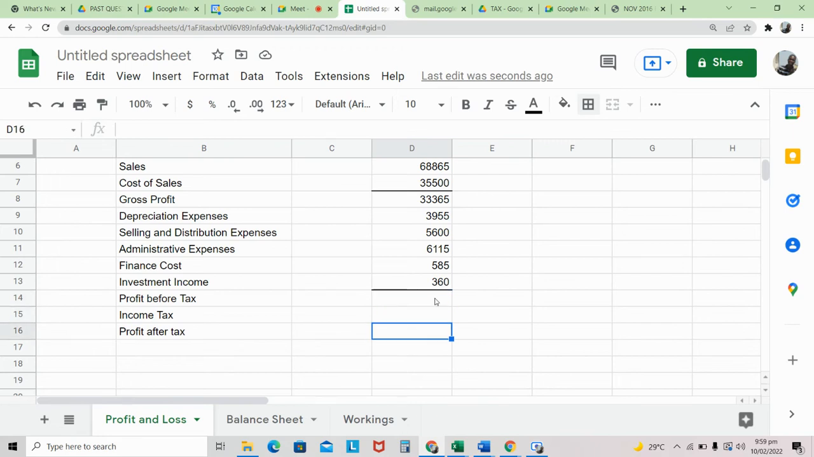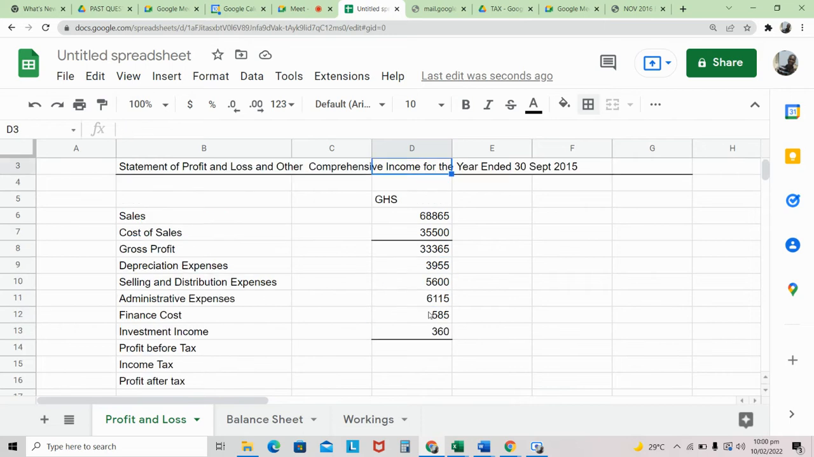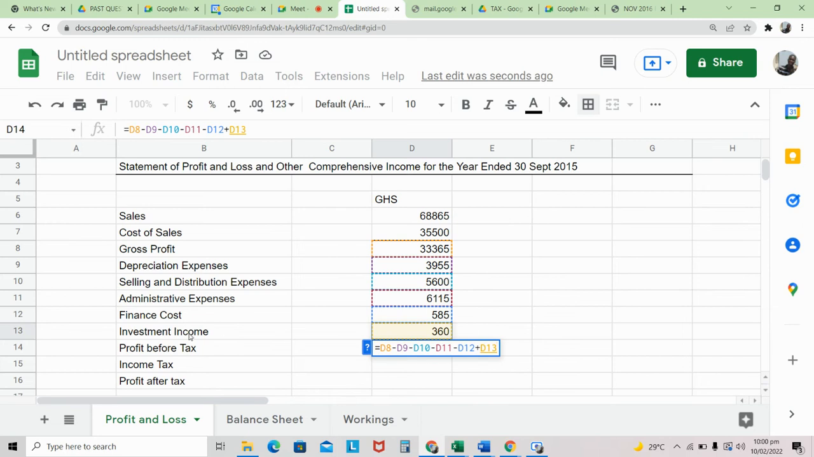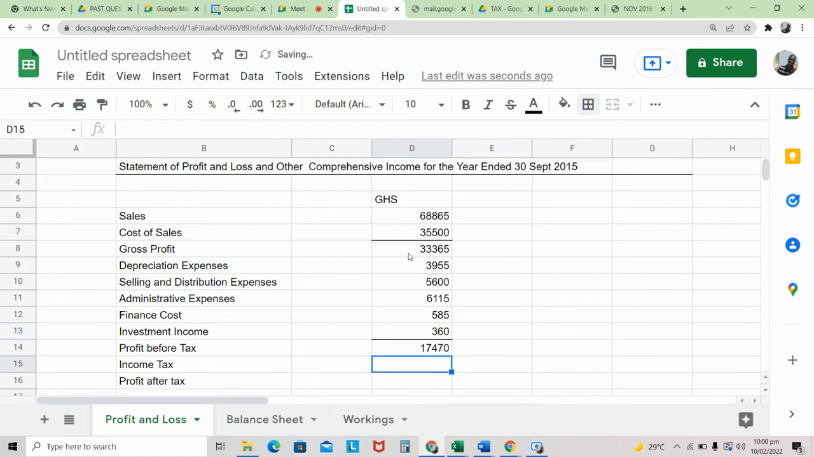So now we can have our profit before tax, income tax and profit after tax. So our profit before tax will be this: our gross profit minus our depreciation minus our selling and distribution expenses minus our administrative expenses minus our finance cost plus investment income. So this is an income, you see, so you have to add it. But all the rest are expenses, so you have to subtract.